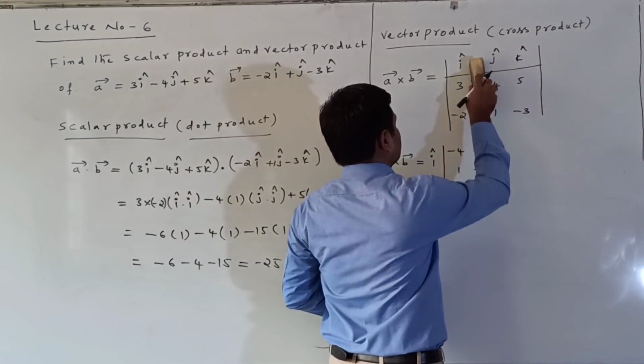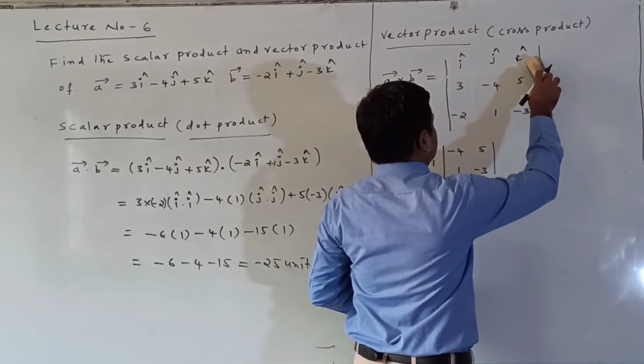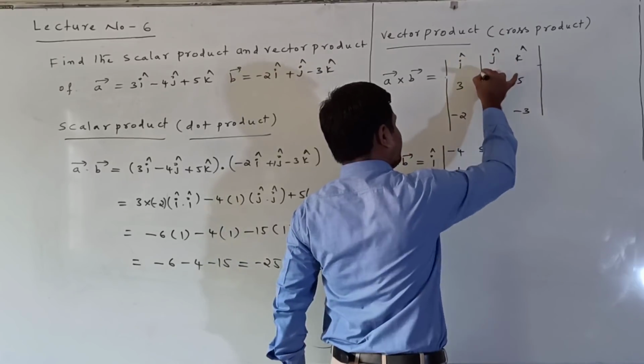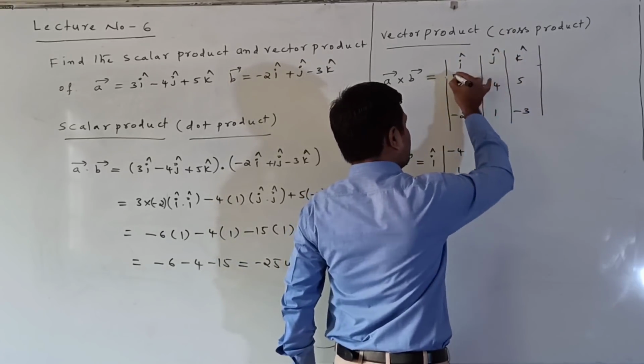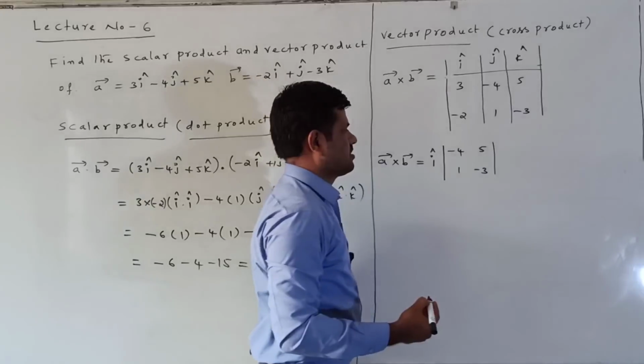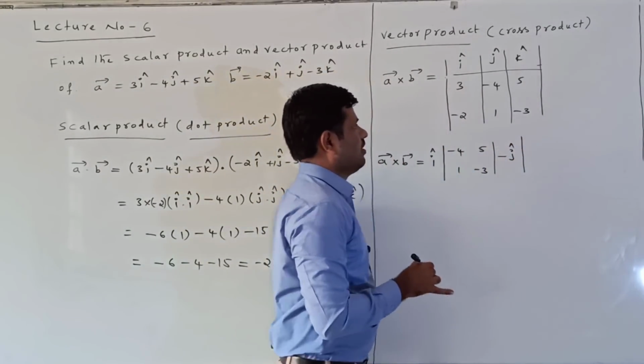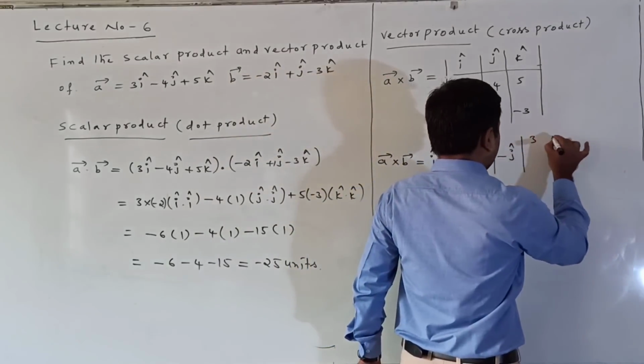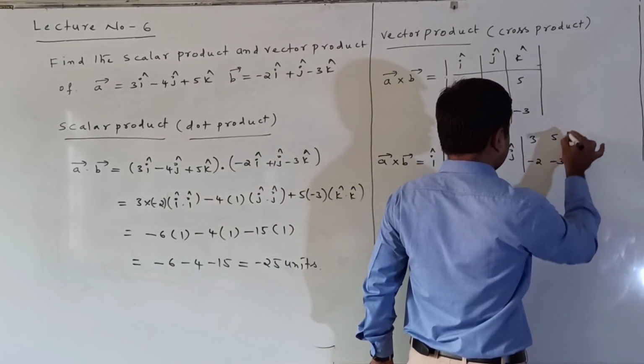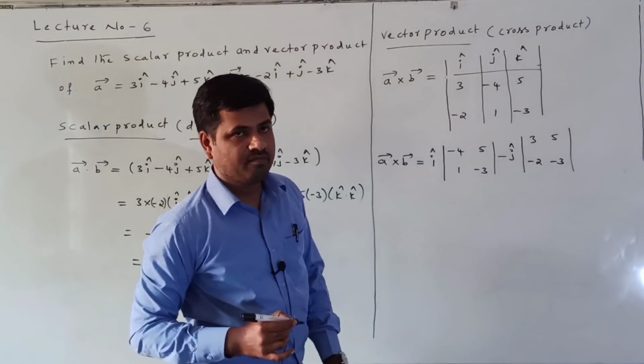Next, here j cap: leave its row and column, minus j cap, we know that the minus is coming here. 3, 5, minus 2, minus 3, completed.